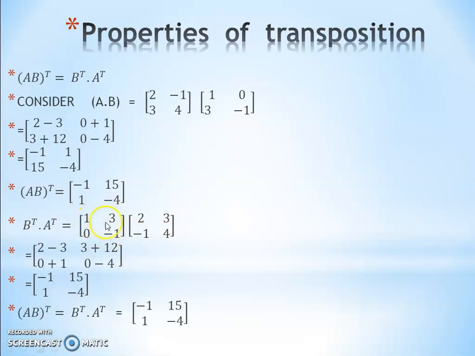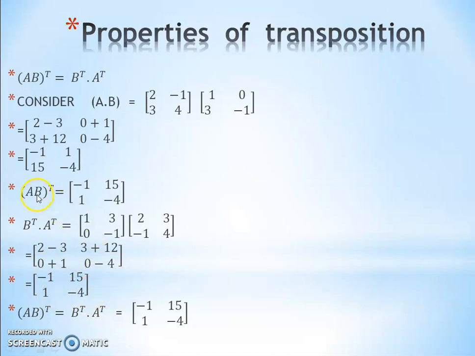Now our matrix multiplication is row with column. First row first column: 1 into 2 is 2, 3 into minus 1 is minus 3. Now first row second column: 1 into 3 is 3, 3 into 4 is plus 12. Now second row first column: 0 into 2 is 0, minus 1 into minus 1 is plus 1. Now second row last column: 0 into 3 is 0, minus 1 into 4 is minus 4. So 2 minus 3 is minus 1, 3 plus 12 is 15, 0 plus 1 is 1, 0 minus 4 is minus 4.